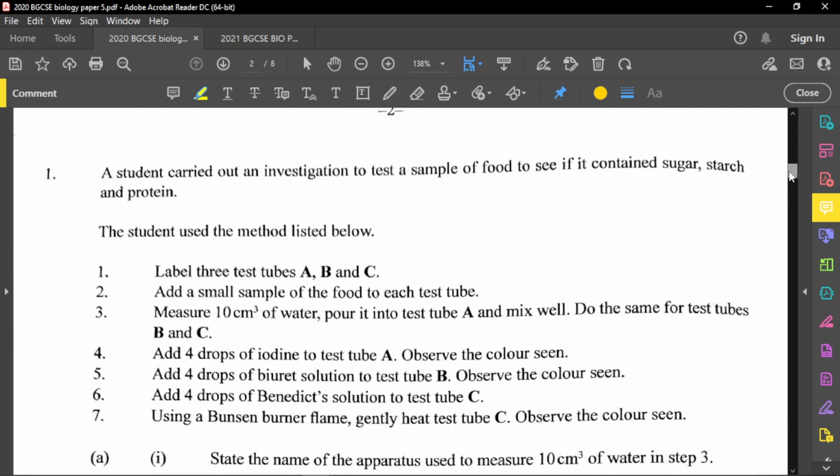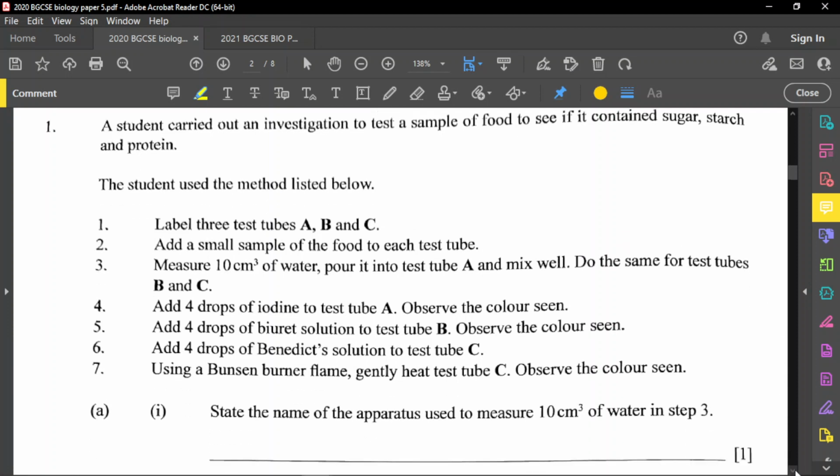All right, let's get into the first question right here. Question number 1: a student carried out an investigation to test a sample of food to see if it contained sugar, starch, and protein. So this is our food test. The student used the method listed below.